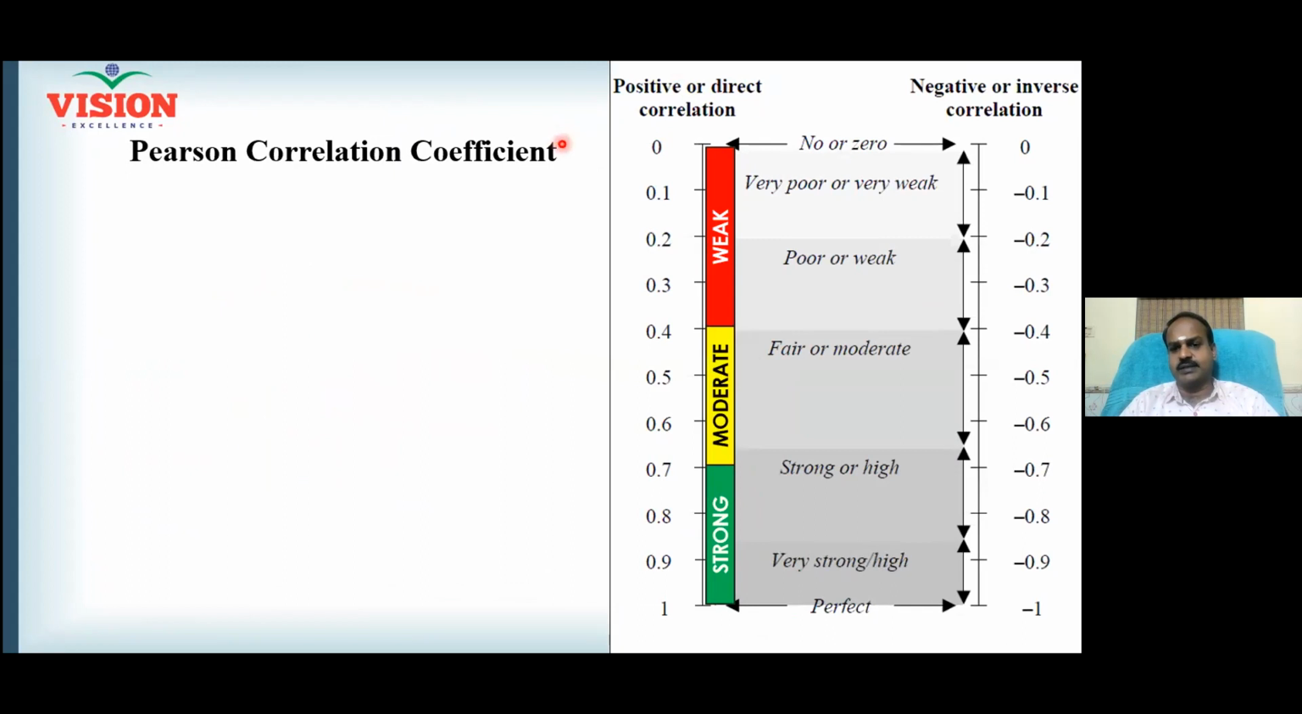So Pearson correlation coefficient can vary from +1 to -1, and in the center you will have 0. So 0 to +1 is called positive correlation or direct correlation, and 0 to -1 is called negative correlation. From 0 to 0.4, it is called weak correlation. 0.4 to 0.7, it is called moderate correlation. 0.7 to 1, it is called strong correlation. More than 0.9, it is called very strong. And exactly 1 means it is perfect. Exactly 1 will happen when all the points lie exactly on a straight line.